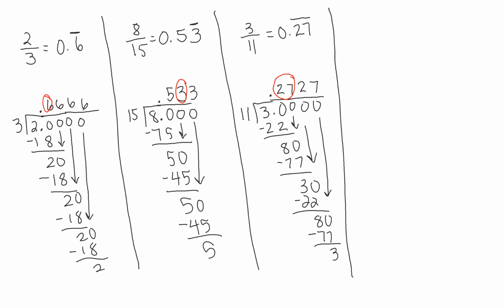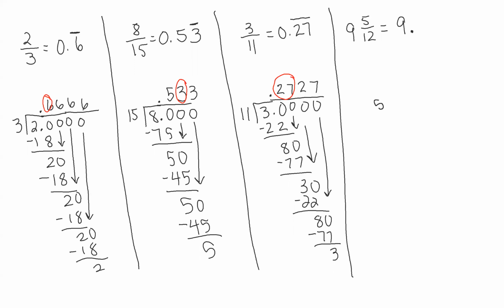All right, let's look at a mixed number. So what if I had 9 and 5 12ths? Well, from earlier examples, we know we can just bring the whole number 9 over, write a decimal, and then we'll divide out 5 12ths to see what we get after the decimal.